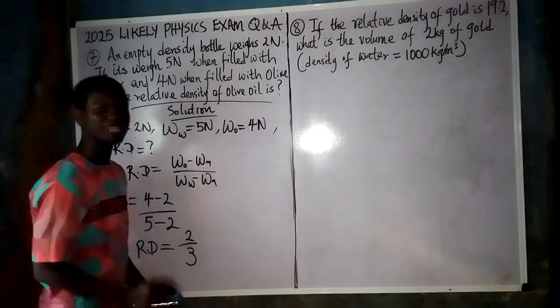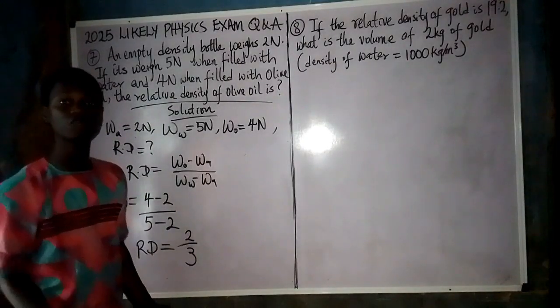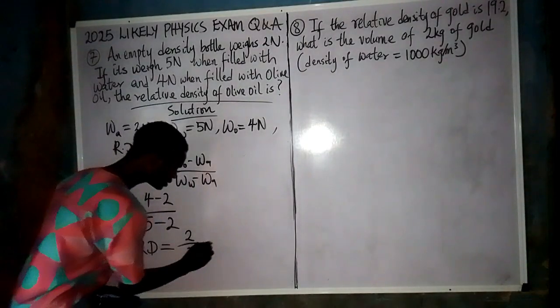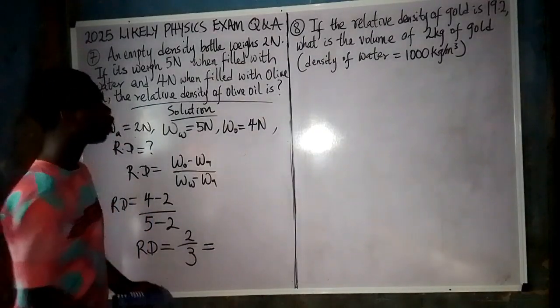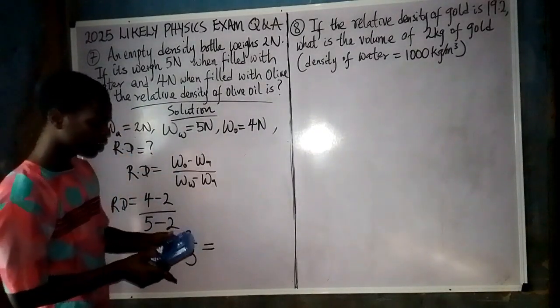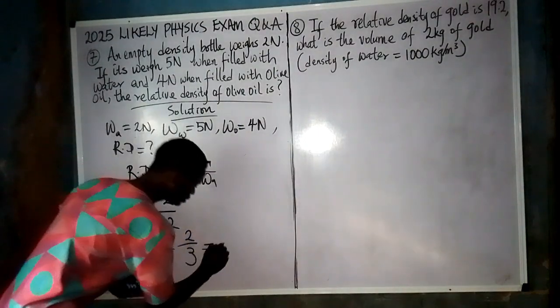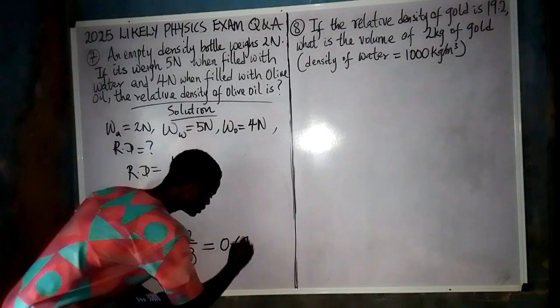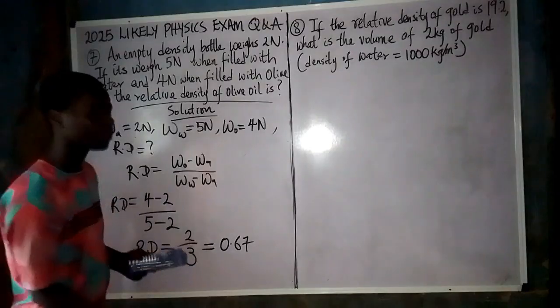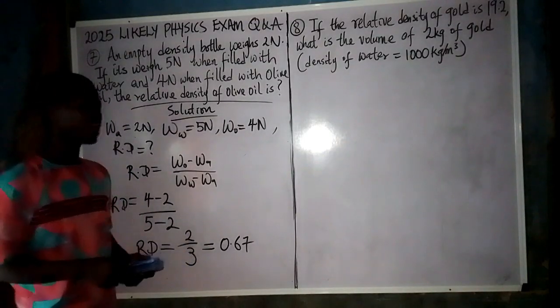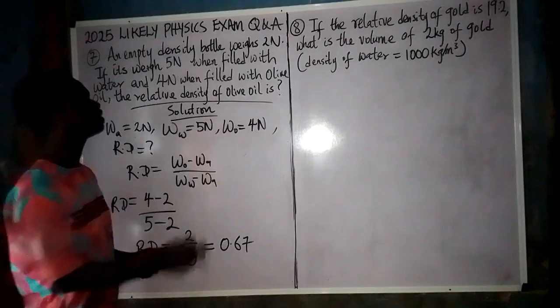Okay? Now this is it. Depending on the option, if the option was given as a fraction, this will be the answer. Or we can say our relative density of olive oil in another form, which is the decimal form, will be equal to 0.67. Mind you, you must approximate to what? Second decimal place.